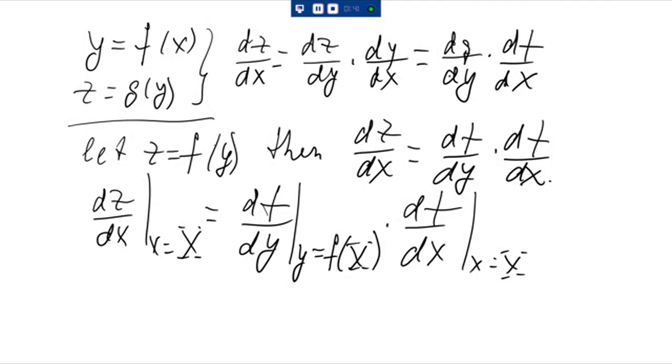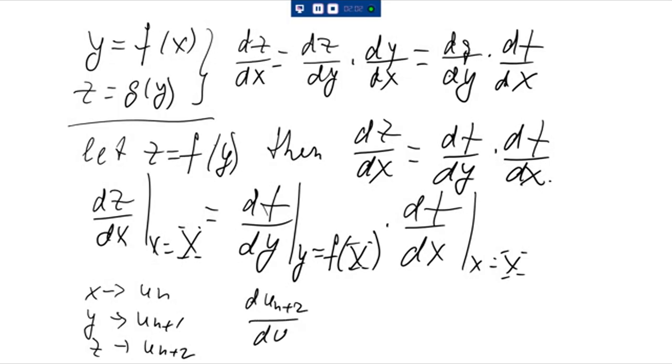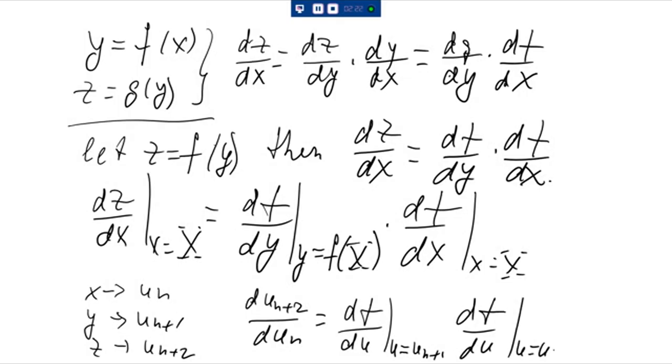And next point would be to replace x by u_n, y by u_{n+1}, and z by u_{n+2}. Then we will have du_{n+2} over du_n is df over du when u equals u_{n+1} times df over du when u equals u_n.